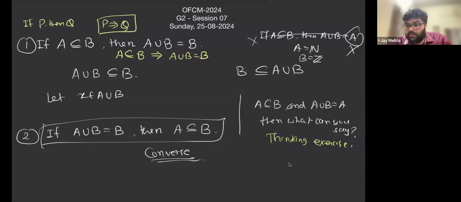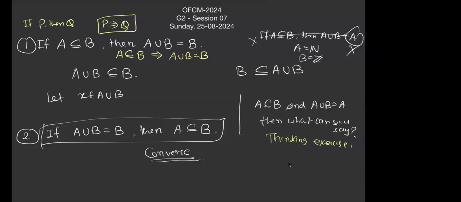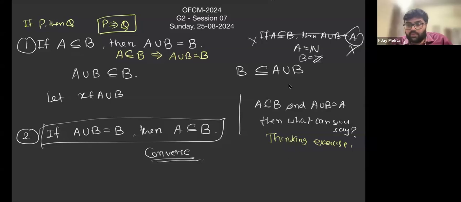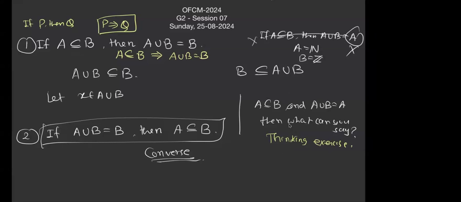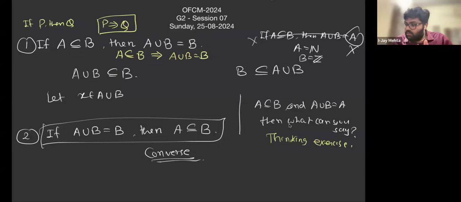We'll start from A union B. So X belongs to... No. What do I have to prove? A is a subset of B. Very good. Yes, this is right. A is a subset of B. So if I want to show that A is a subset of B, where do I start?